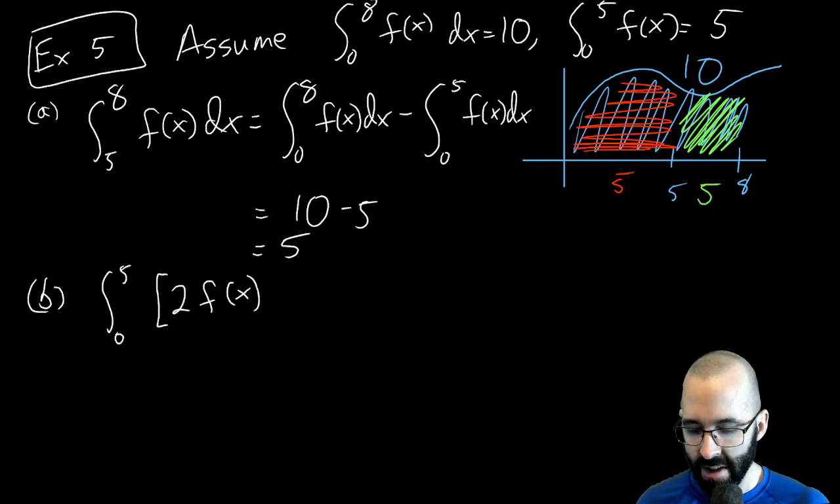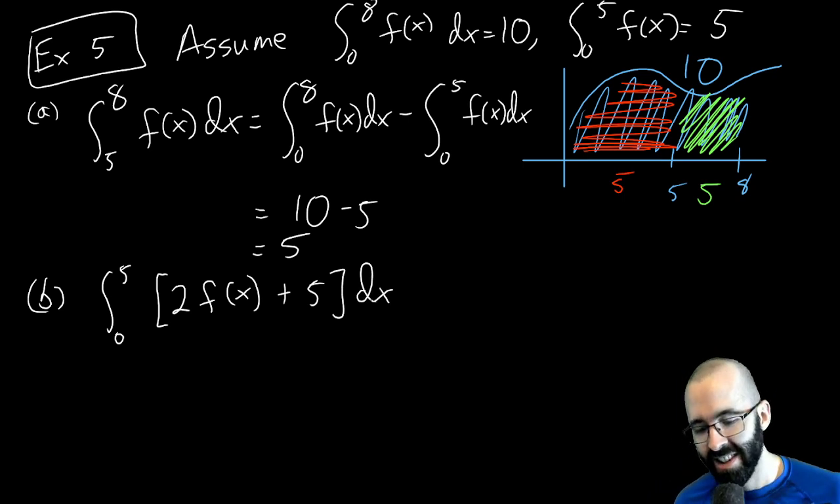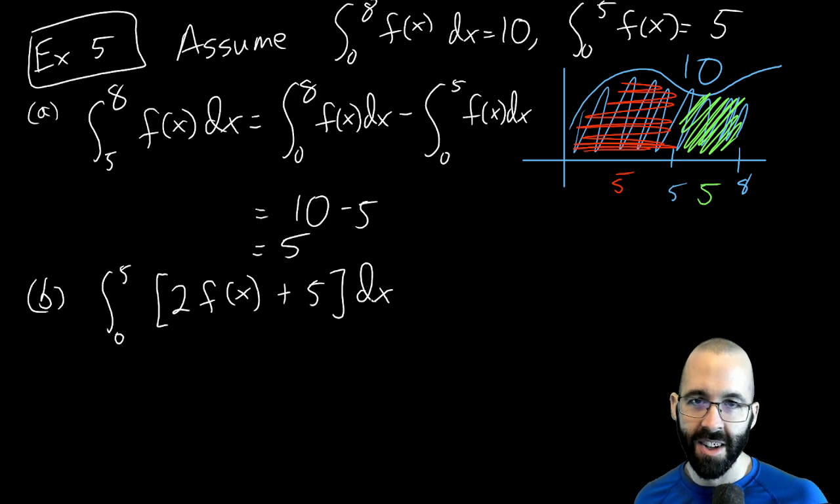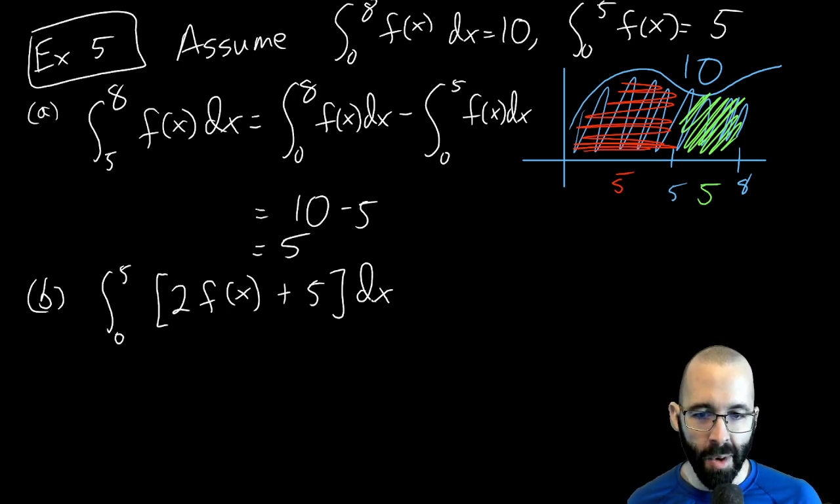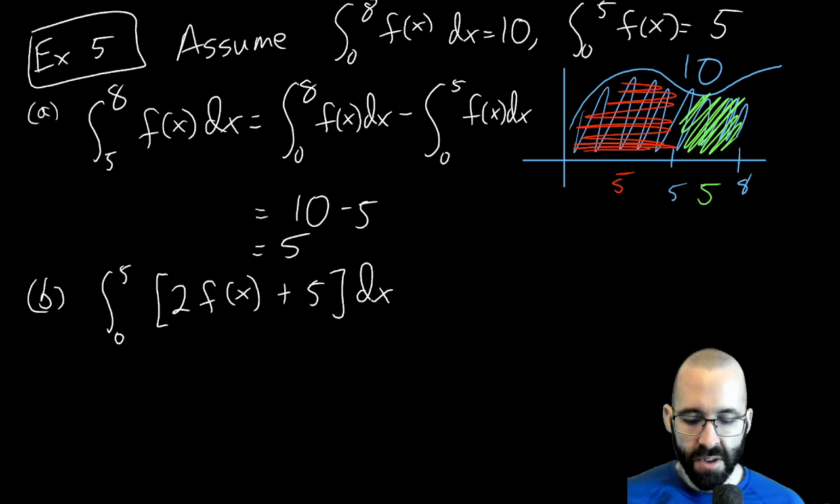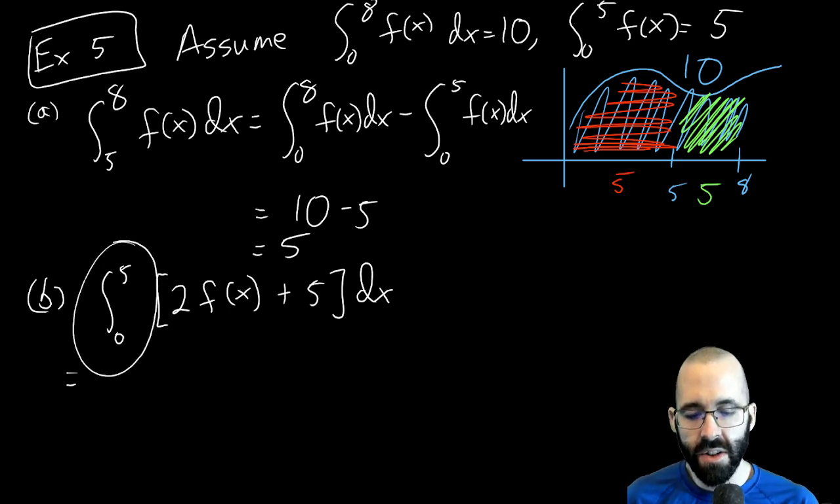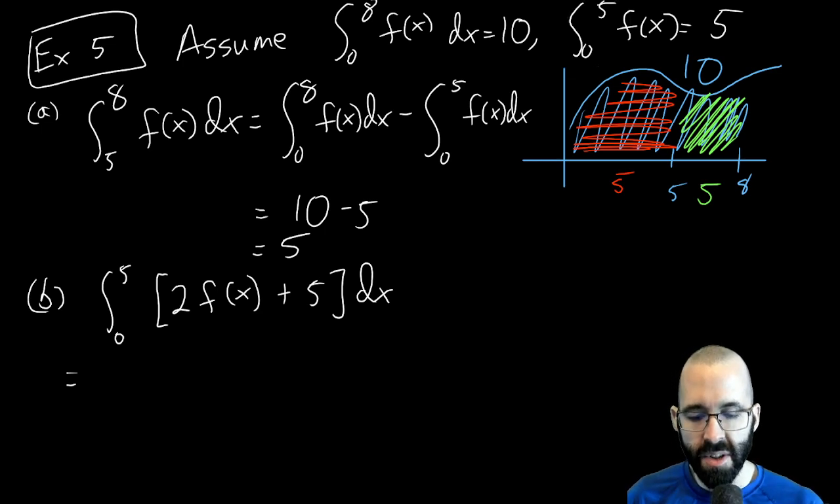The integral of 2 times a function plus 5. Now, this one's trickier. This one's going to require a couple of steps, more in depth. You're going to have to use your noggin. So let's use the properties. Properties say that we can add things together. I don't have to worry about changing the limits of integration. We already have information from 0 to 5, so the limits of integration are good. Let's just split this up into a bunch of pieces.